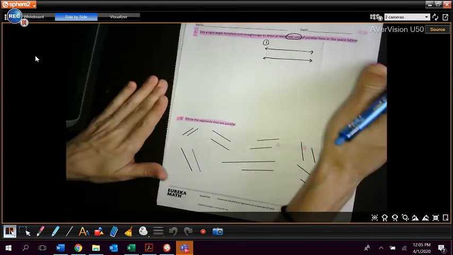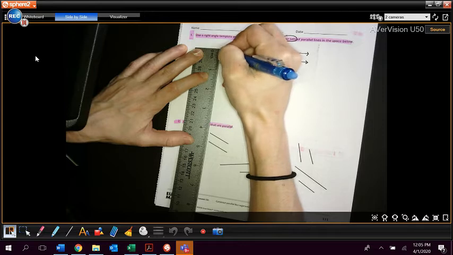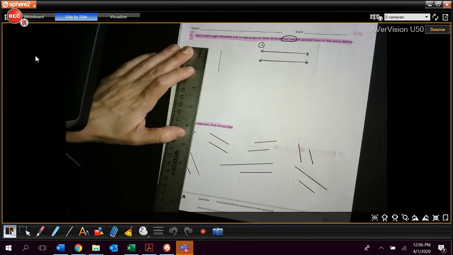Okay, so for problem number 1, it's asking for us to use a straight edge. Remember, I said anything that had one could work, it could have been a paper, anything like that. And draw at least 4 sets of parallel lines. I had already done 1 set for you, so I'm just going to go ahead and draw 3 more. I am going to be using my ruler for this. And again, remember, for parallel, we just need to make sure that they are the same distance apart and that our lines never meet. So for example, I could do something like this.